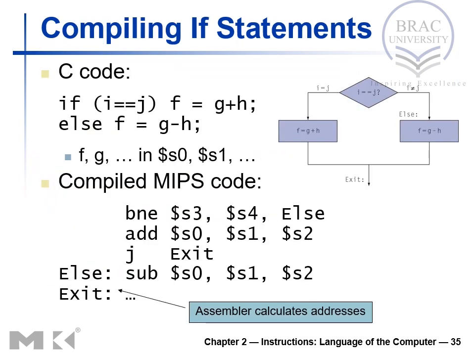Let's see how we can compile an if statement. Before going into the MIPS code, let's assume this is C code where we have: if i equals j, then f would be this, else f would be this. Before going into the MIPS code, let's see the flowchart for this one.